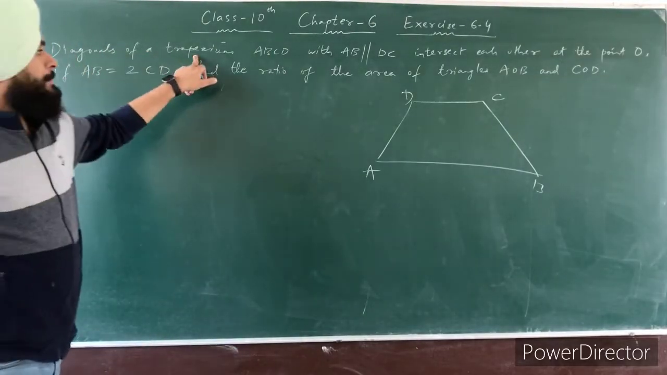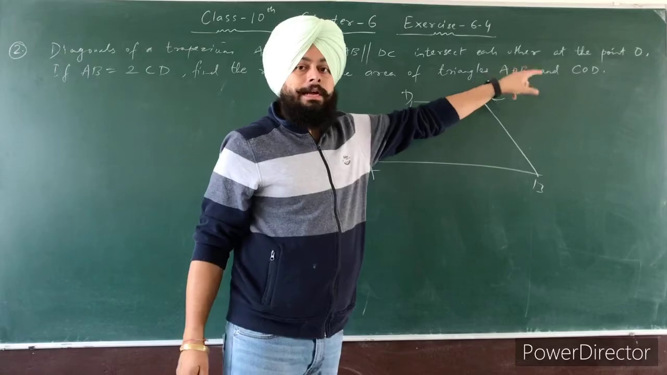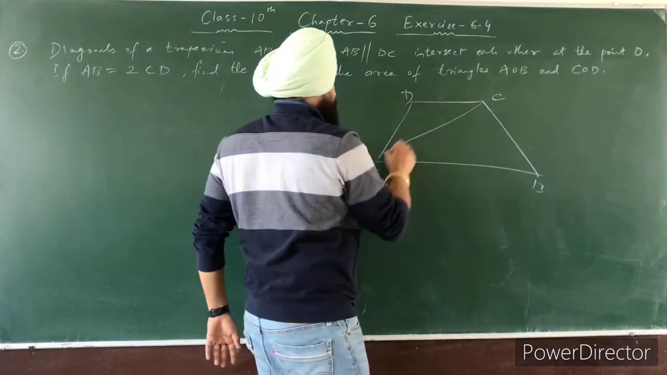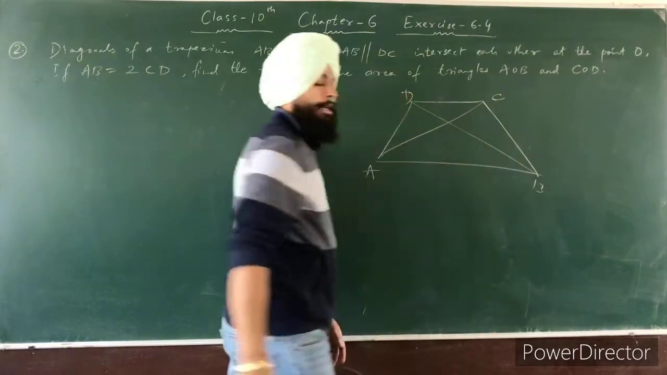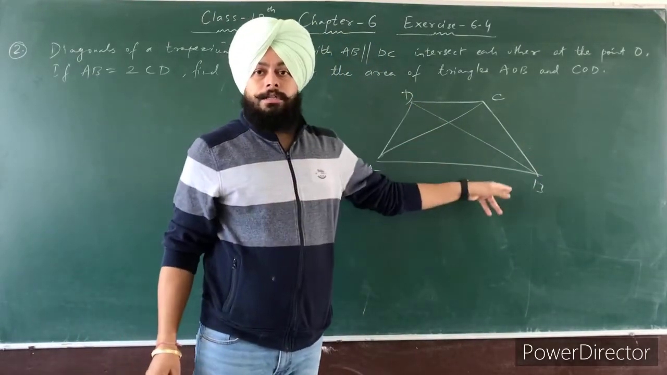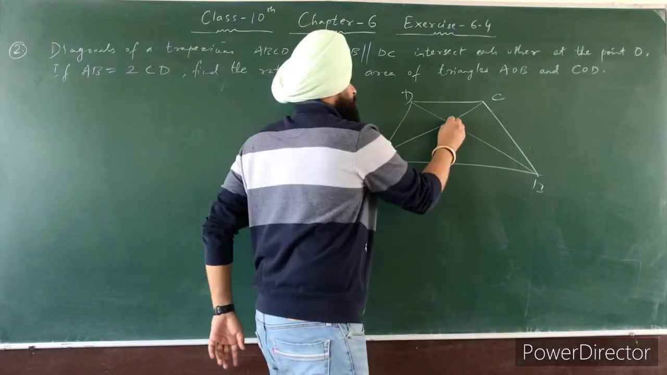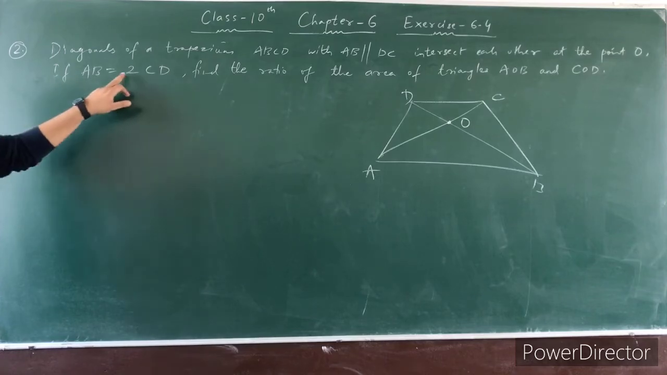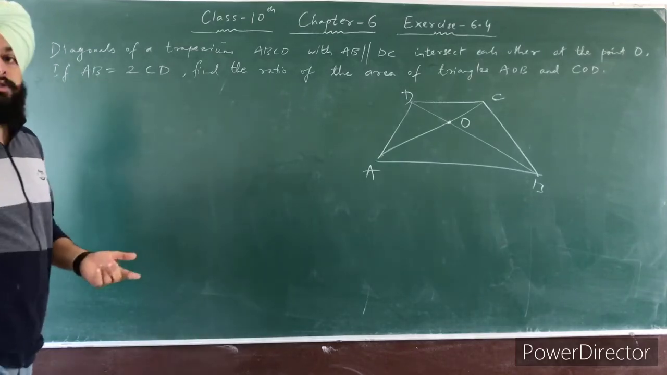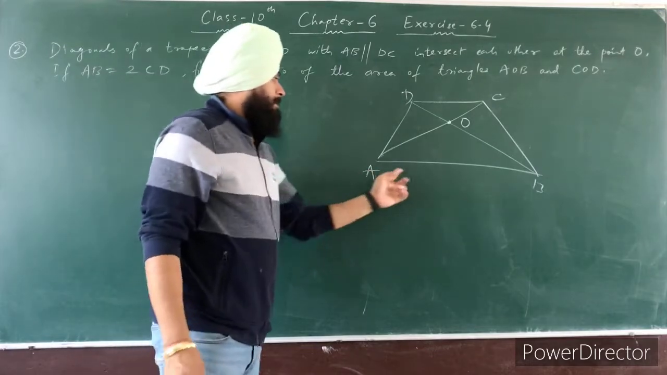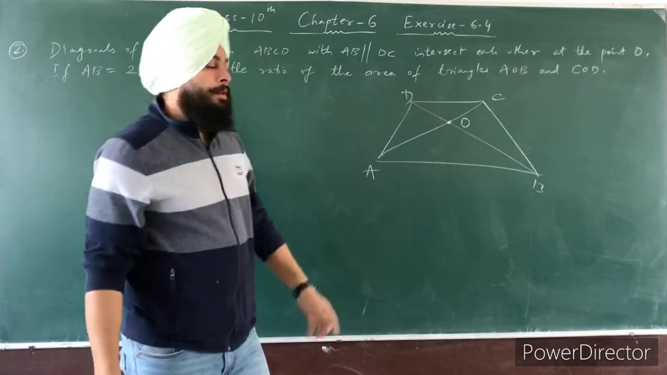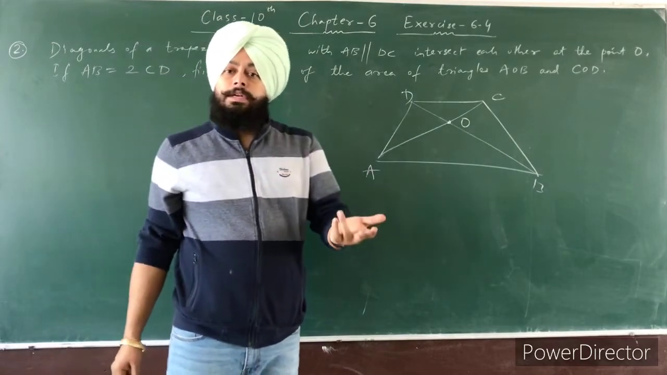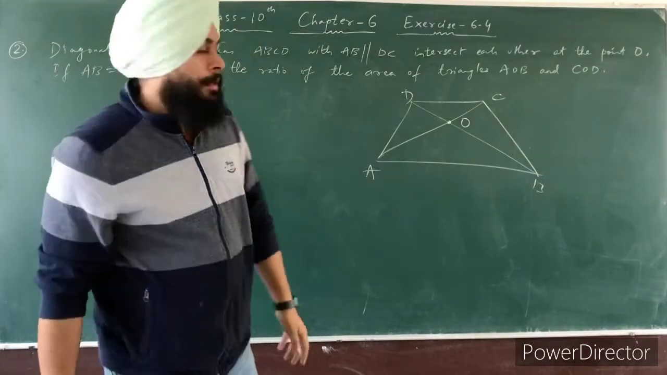The diagonals of a trapezium intersect each other at O. So there are two diagonals in a trapezium, diagonal AC and the other one is diagonal BD. They both intersect each other at point O. So take this point O. If AB is equal to 2 times CD, this is AB and this is CD. Suppose the length of CD is 5 cm. Then what is AB? AB is the double of CD. Double means 2 5s are 10.